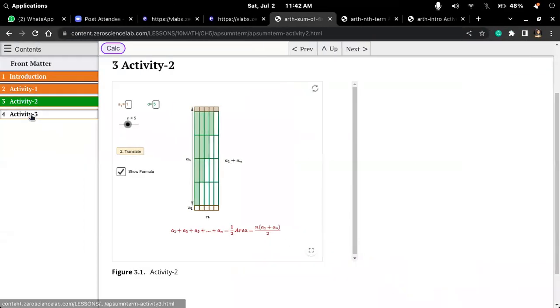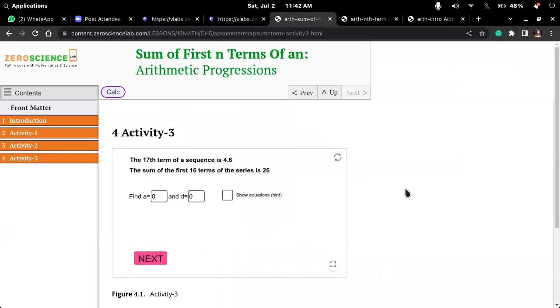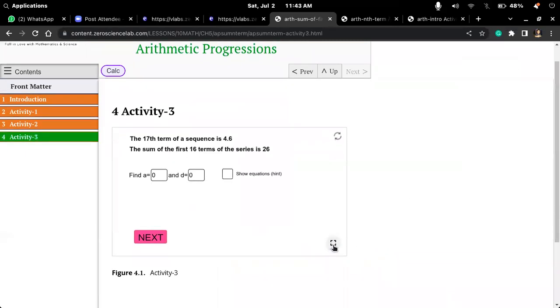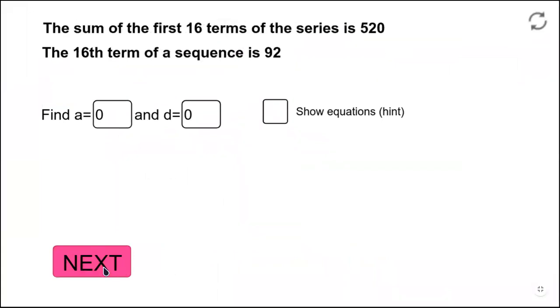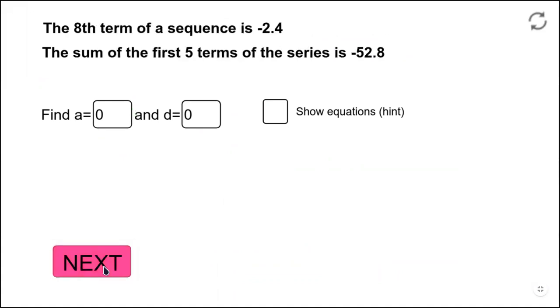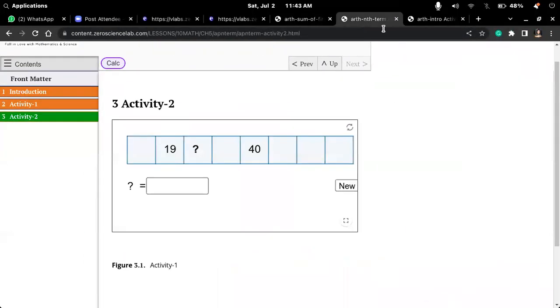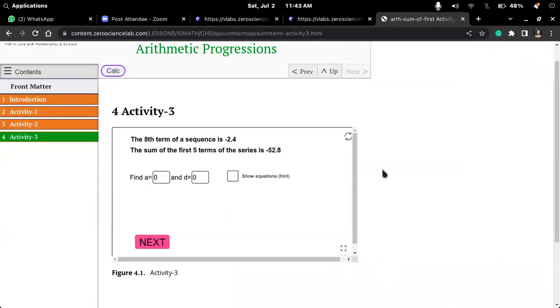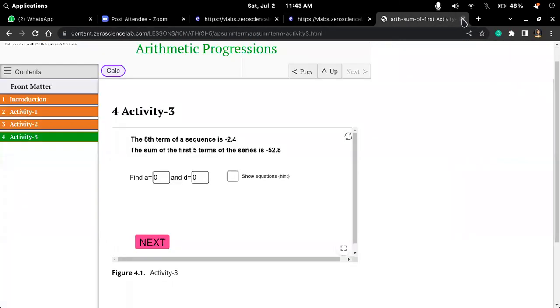So the geometrical representation makes them visualize it. So this is a practice quiz. You can produce any number of problems with this, and then we can make them practice any number. This is regarding the sum of n terms. So that ends that.